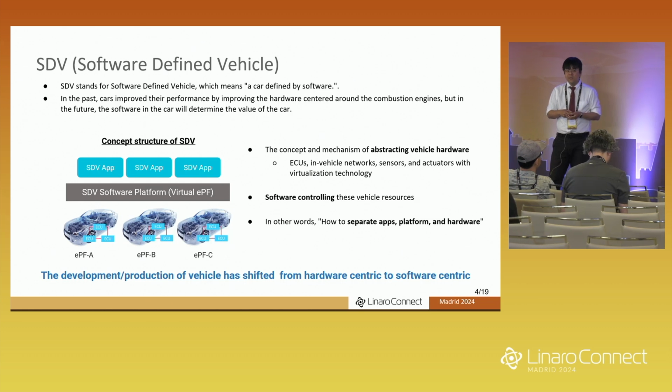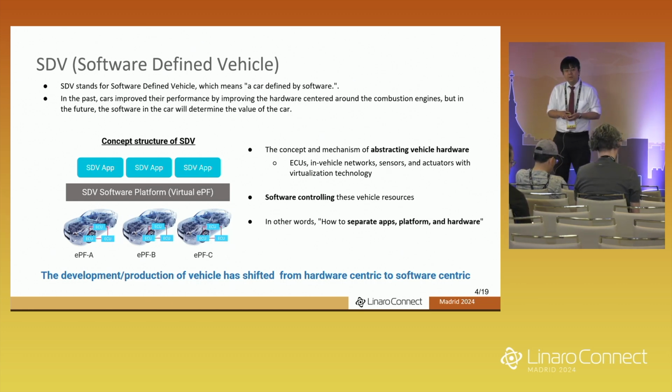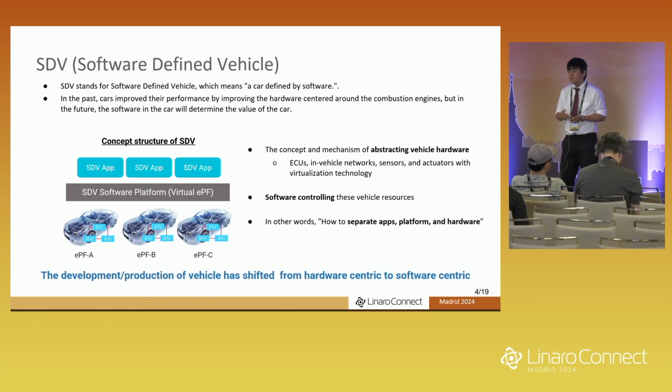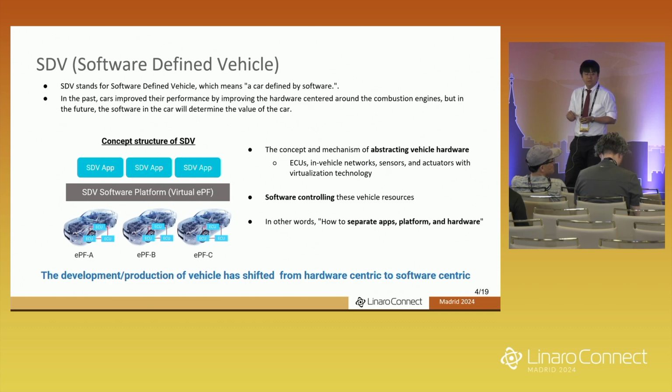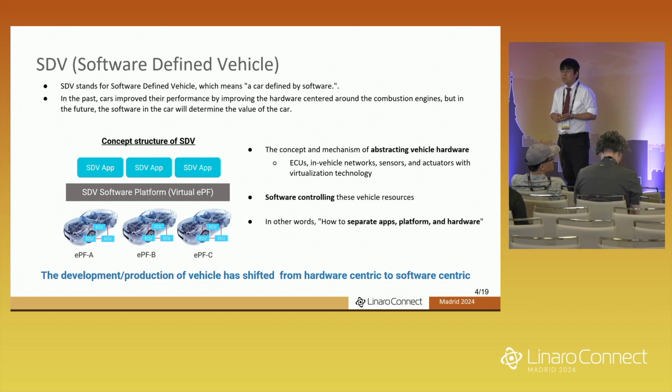And also we can think SDV is a concept and a mechanism of abstracting the vehicle hardware, and software controls the vehicle hardware such as ECU and networks and sensors and actuators through the virtualization platform. So SDV, in other words, is how to separate the application layer and platform layer and hardware. And yes, the development and production of vehicles has shifted from hardware-centric to software-centric.